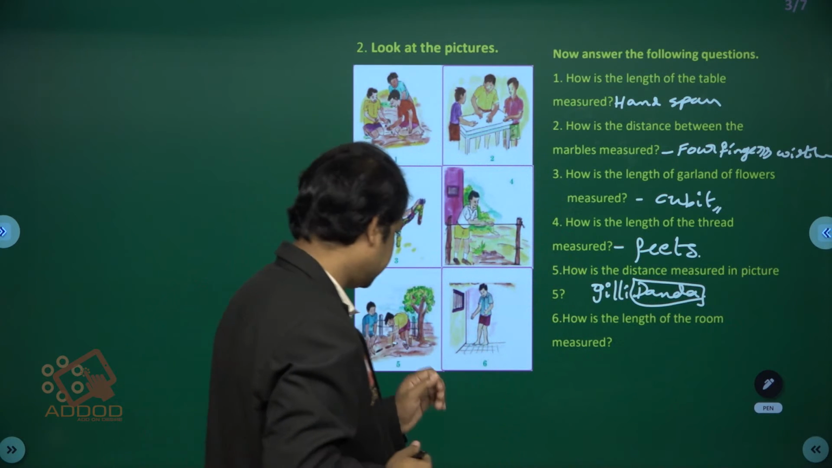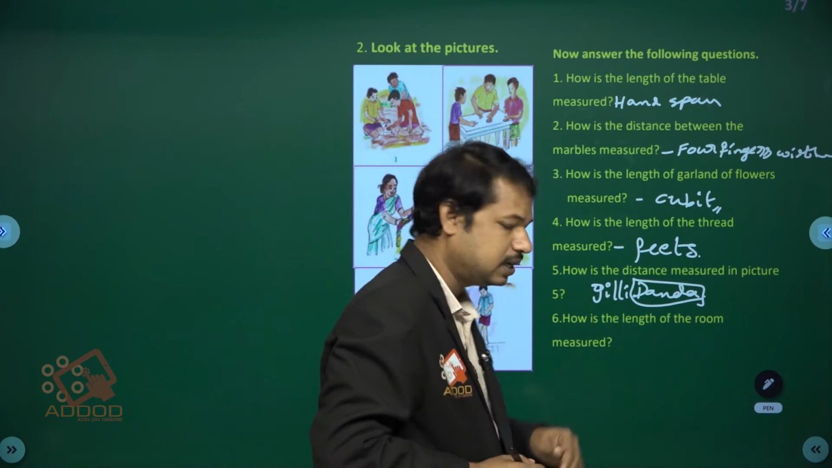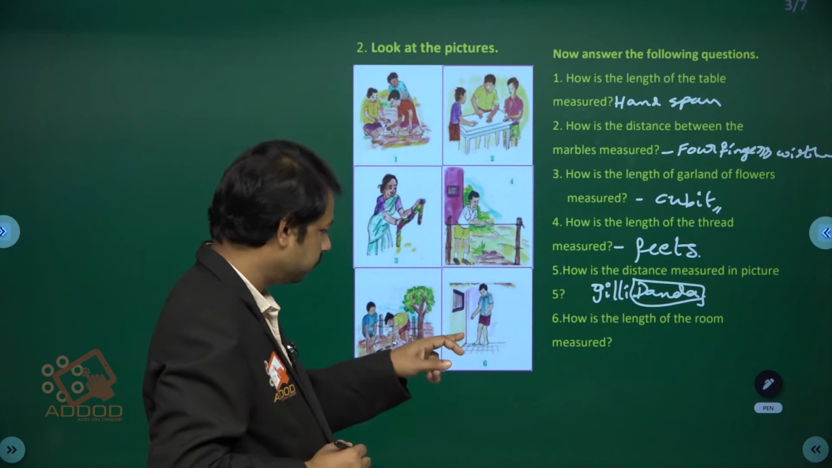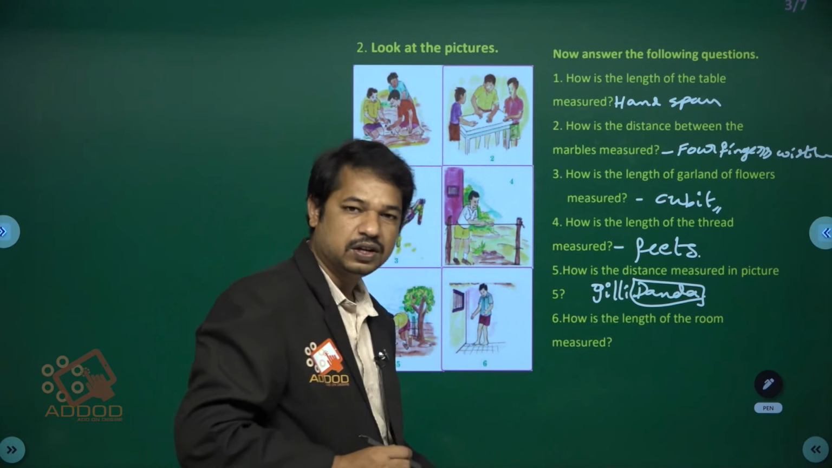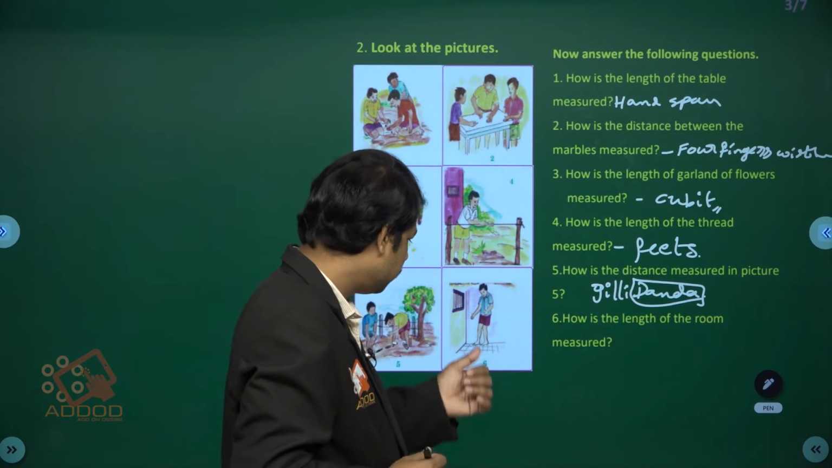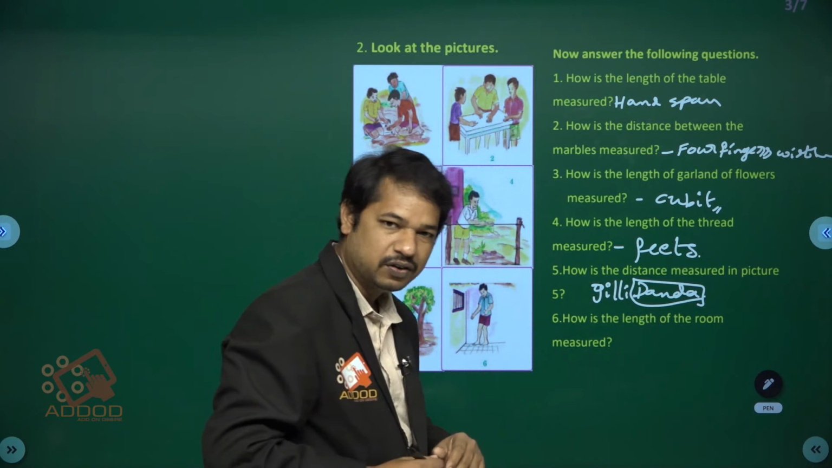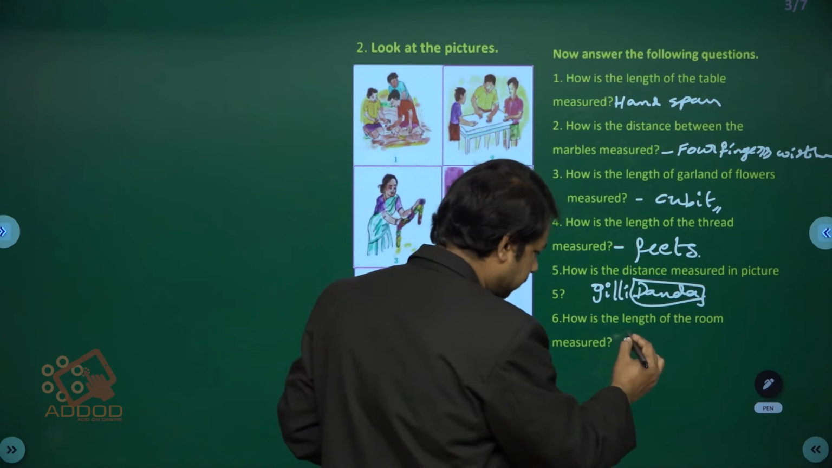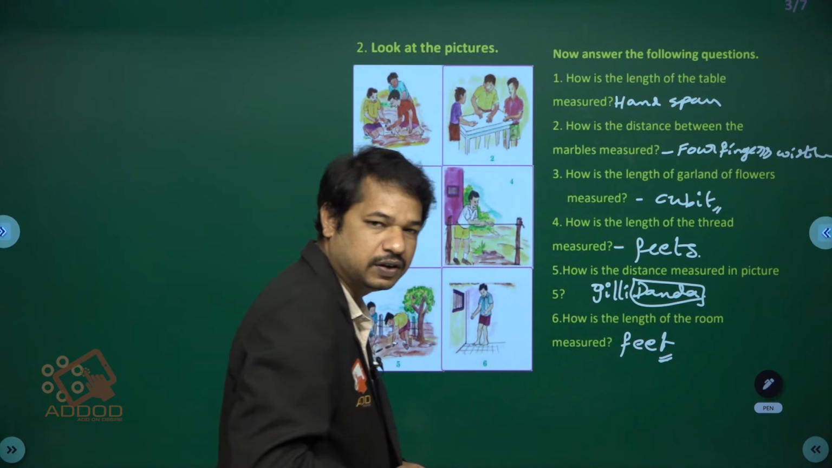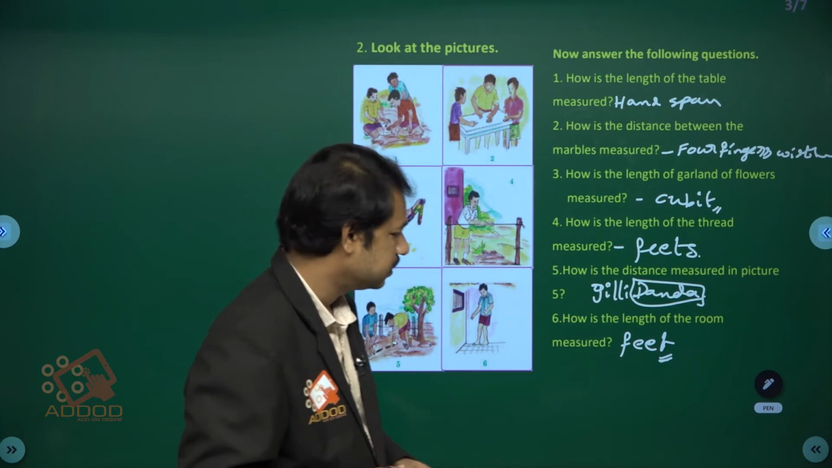Okay. Next, how is the length of the room measured? Okay, with foot. So how is the length of the room measured? Feet. Okay children, let's go to the next page.